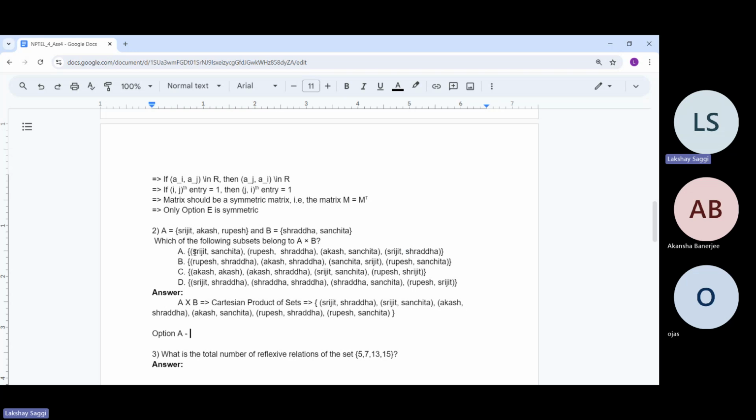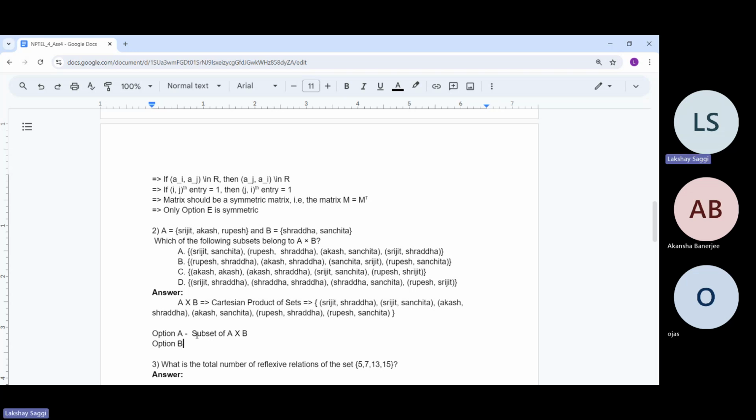So let's see option A. For this set to be a subset, all of its elements should belong to the set A cross B, right? So we check element by element. Does Srijit, Shraddha belong to A cross B? We see that Srijit, Shraddha is present here. Rupesh, Shraddha is also present, so this is also in the set A cross B. Similarly, Akash, Sanchita is also present, and Srijit, Shraddha is also present. So option A is a subset of A cross B.